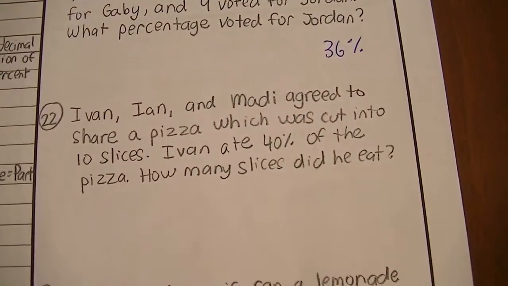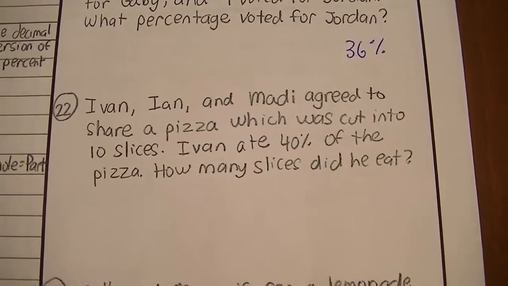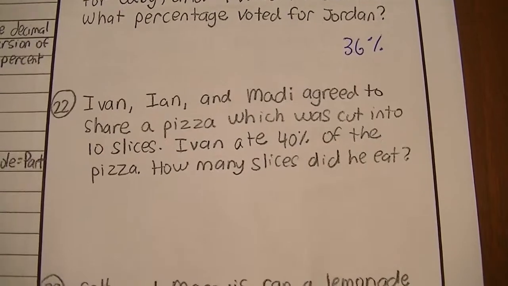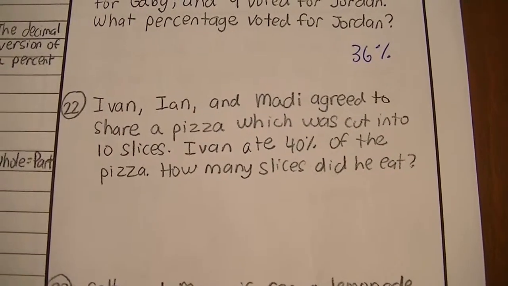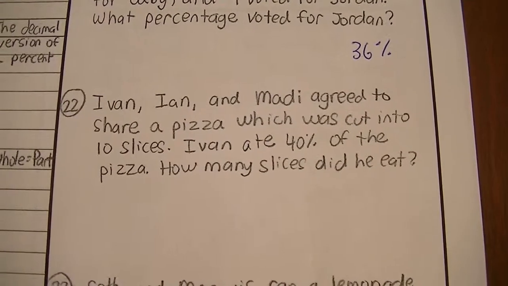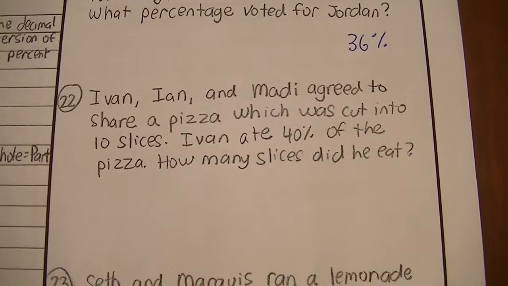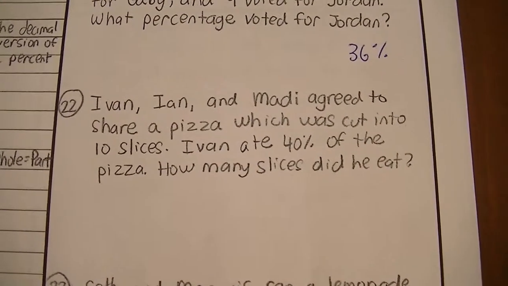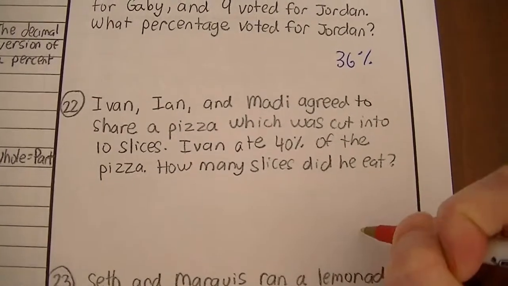Ivan, Ian, and Maddie agree to share a pizza, which was cut into 10 slices. Ivan ate 40% of the pizza. How many slices did he eat? You are solving for a part, okay, because the whole pizza was 10 slices, and Ivan ate 40% of the 10 slices, so you're going to find out what 40% of 10 is, and you should get 4 slices.